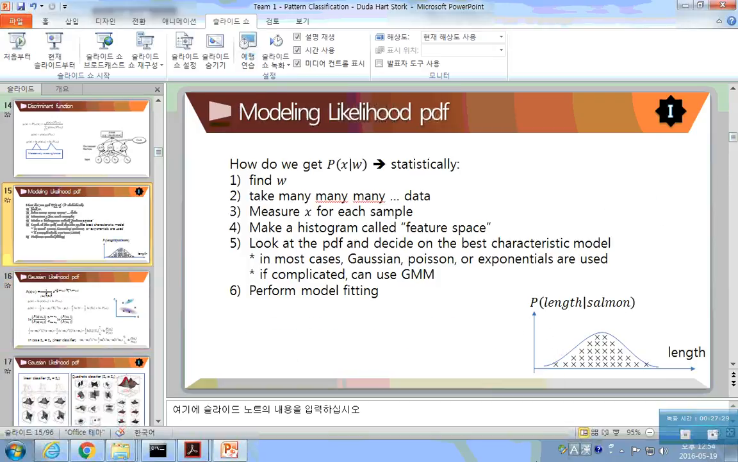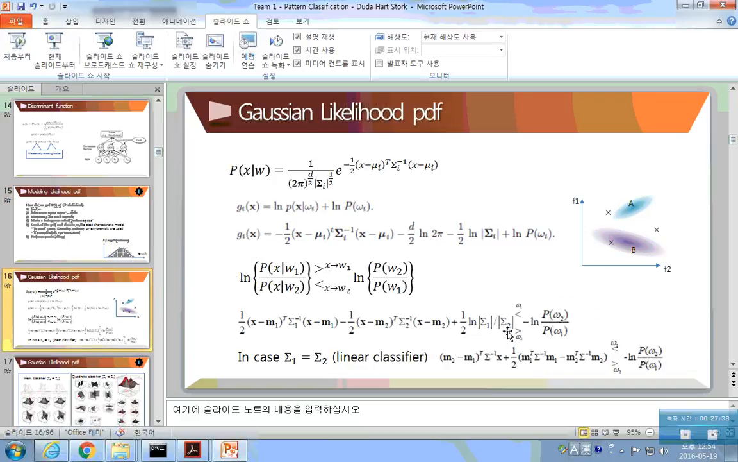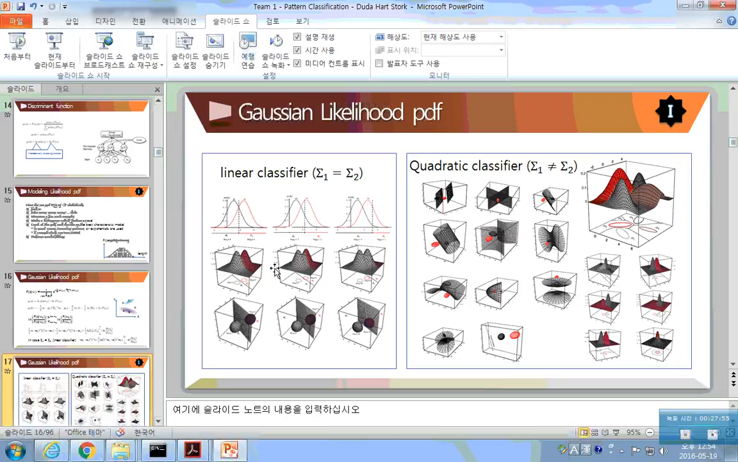So each one of them will maybe have different mu and different sigma, right? If the two Gaussians have different sigmas, this is the general formula for it, and it will be a quadratic formula for the measurement, which is the length. So based on the length, the decision boundary is going to be quadratic. But if the two Gaussians have the same sigma, this boundary will be a linear boundary. So that is the meaning of this distribution.